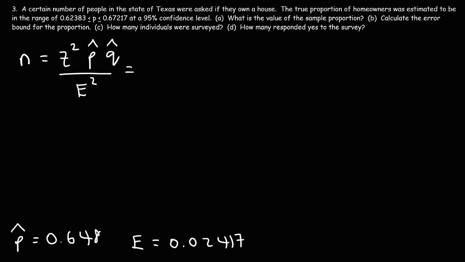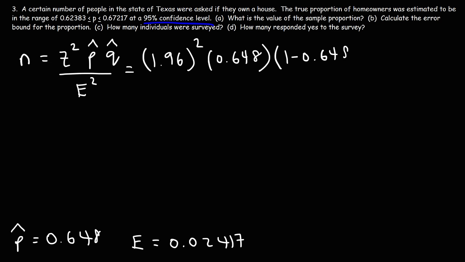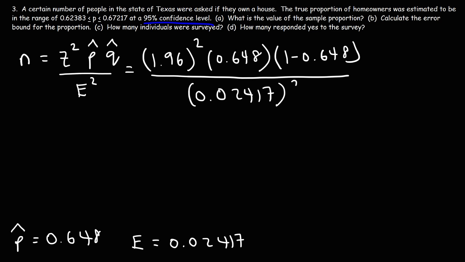Now, we know that for a 95% confidence level, z is going to be 1.96. We covered that already. P hat, we found it to be 0.648. And Q hat is 1 minus P hat, so that's 1 minus 0.648. And we have the error, which is written below. That's 0.02417, and we're going to square this result.